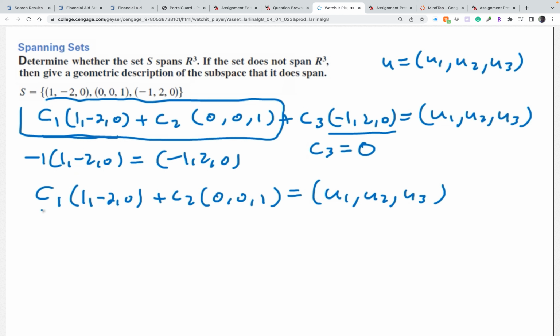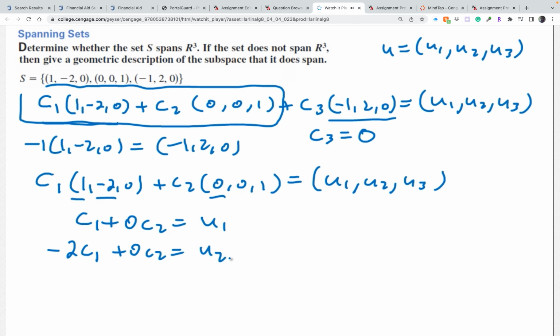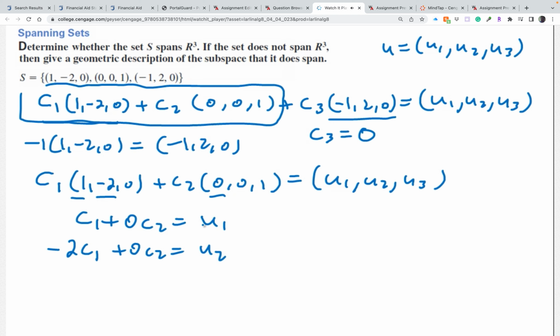We'll have c sub 1 times the 1 and c sub 2 times the 0, so just c sub 1 plus 0 c sub 2, and that will be equal to u sub 1. And then we'll have c sub 1 times negative 2, so negative 2 times c sub 1, plus again 0 times c sub 2, and that will be equal to u sub 2. And then for the third one, c sub 1 times 0, so 0 c sub 1, plus c sub 2 times 1, or c sub 2, and that will be equal to u sub 3.